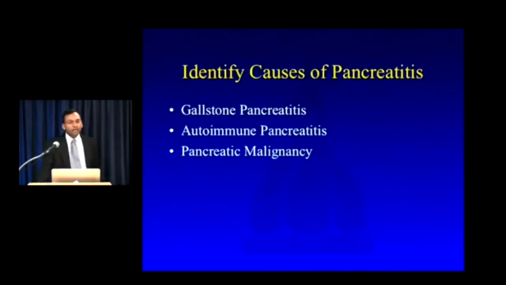Now, once you've identified complications and used your dictation to help guide treatment, your job still isn't done. Your last role as a radiologist is to look at those images and figure out, is there anything I can tell the clinician about why exactly this patient has pancreatitis? And the three entities you're going to be thinking about are gallstone pancreatitis, autoimmune pancreatitis, and an underlying malignancy.